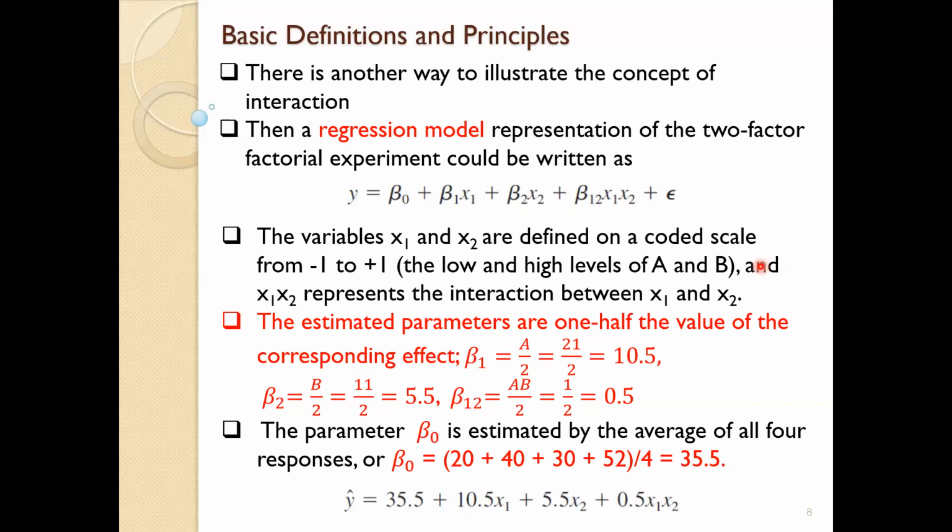And from the data, we can approximate beta 1 from the average of A: you calculate the A factor effect divided by 2, and you get beta 1. Beta 2 is B divided by 2. And beta 12 is AB divided by 2. This is an approximate technique to calculate beta 1 and beta 2. And how about beta 0? Beta 0 you can approximate by the overall average of the response. This comes from the overall average of the response.